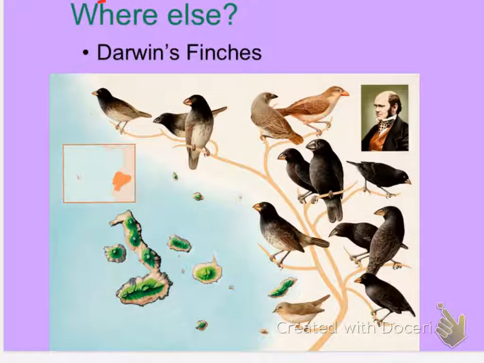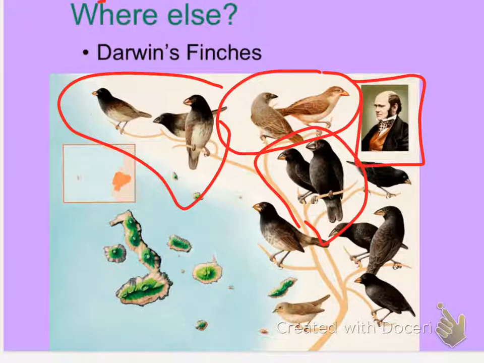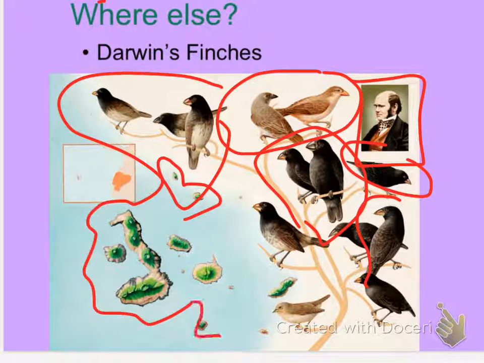Where else do we see natural variation? These are finches. These are called Darwin's finches in honor of this guy, Charles Darwin, who traveled to these islands. These are the Galapagos. They're off the coast of South America. And he found all these birds on all these islands that look just a little bit different from one another. There's a great little textbook blurb in your book if you're interested in reading about them.